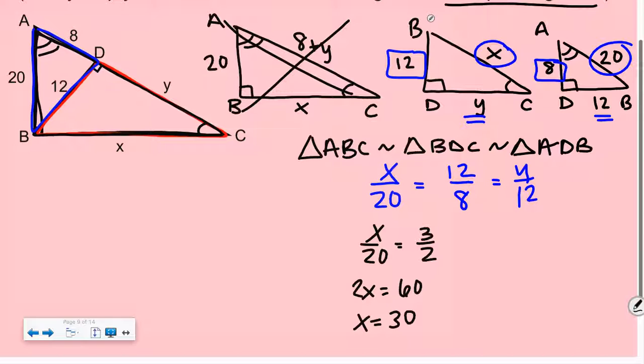Yeah. Okay. And then, now I'm going to do the last 2. So 12 over 8, I'm going to keep that as 3 over 2 equal to y over 12. Cross multiply 12 times 3. 2 times y is 2y. Divide by 2. 18. And I get 18.